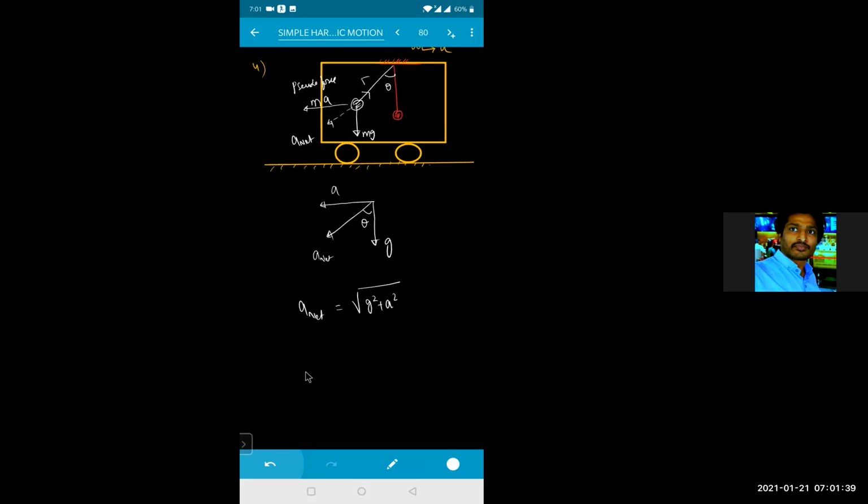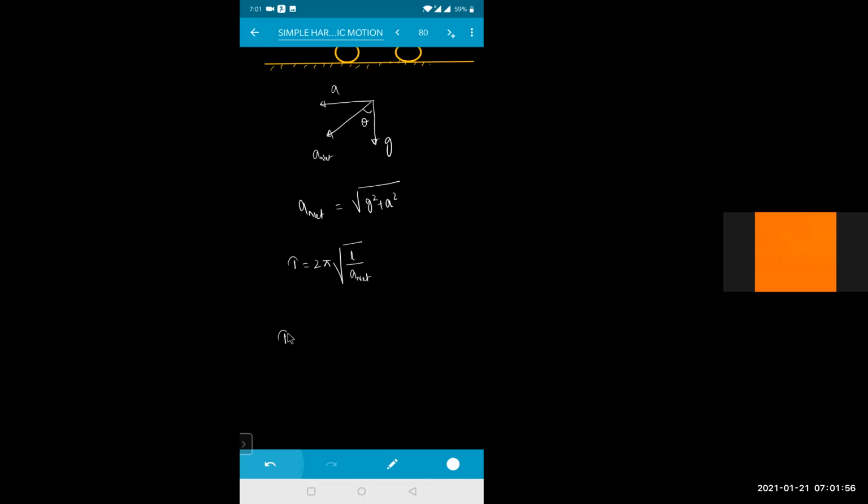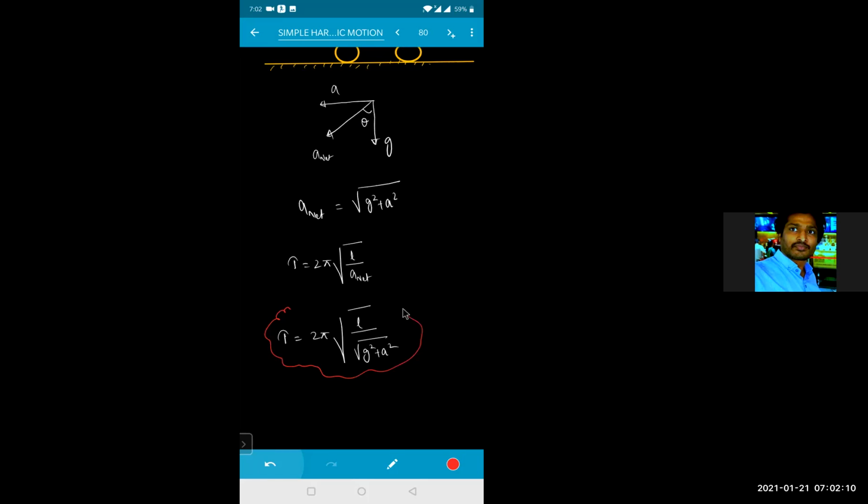So what will the time period become? Time period formula: T is equal to 2 pi under root of L divided by the net acceleration, where L is the length of the pendulum, or whatever length is given in the problem, and the net acceleration is G net in the given condition. So the formula I get is T is equal to 2 pi under root of L by under root of G square plus A square. Got it? So this will be your time period. Is it clear? Yes, sir.